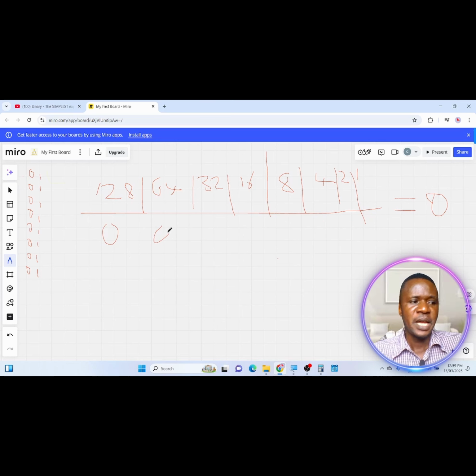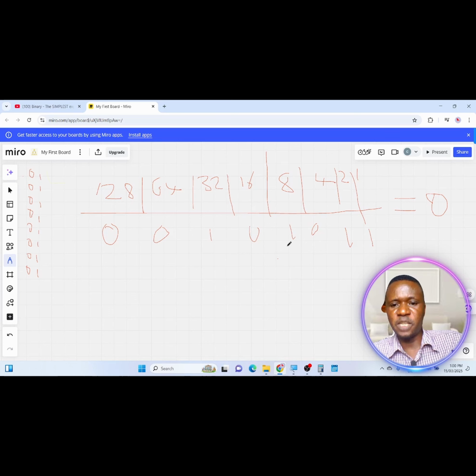If we have a binary number of 00101011, we are going to add 128 by 0. We are not going to add it because it carries a 0. 64, we are not going to add it because it has a 0. 32, we are going to add it because it has 1. This one, we are not going to add it because it has a 0.